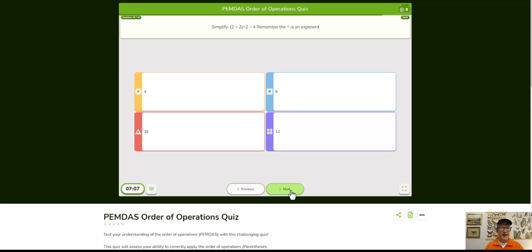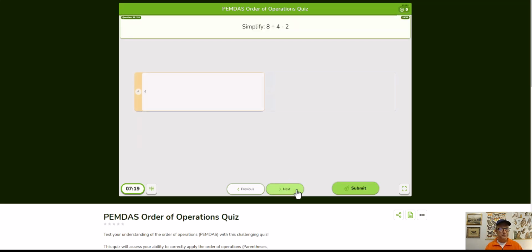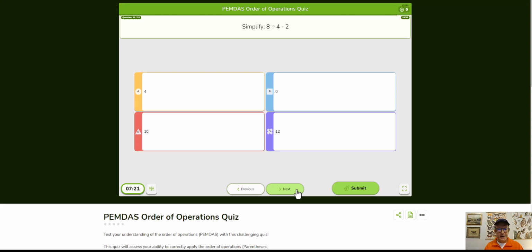Now we're going to add 2 and 2, and we're going to square that. So 2 plus 2 is 4. 4 squared is 16. 16 divided by 4 is 4. Last problem, we're going to divide 8 by 4. 8 by 4 is 2. 2 minus 2 is 0.